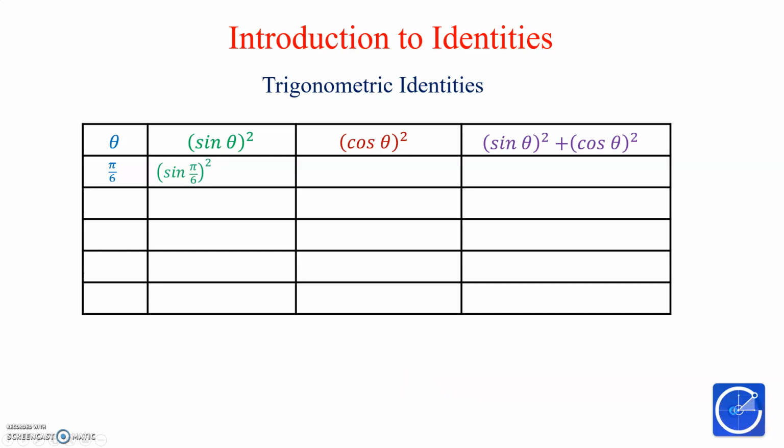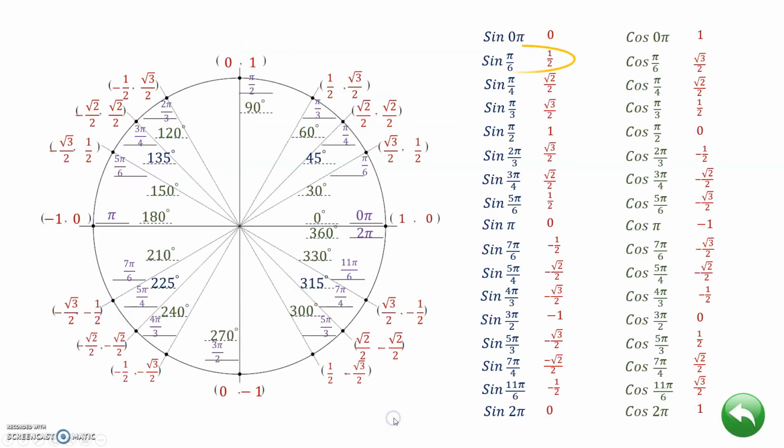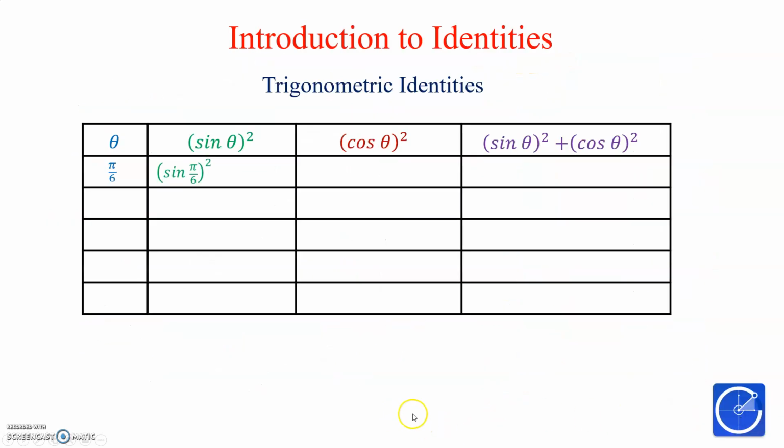Well, we'll go to our resource to remind us. Let's see, there it is. Sine of pi over 6 just happens to be 1/2. So when I substitute, 1/2 squared just happens to equal 1/4.